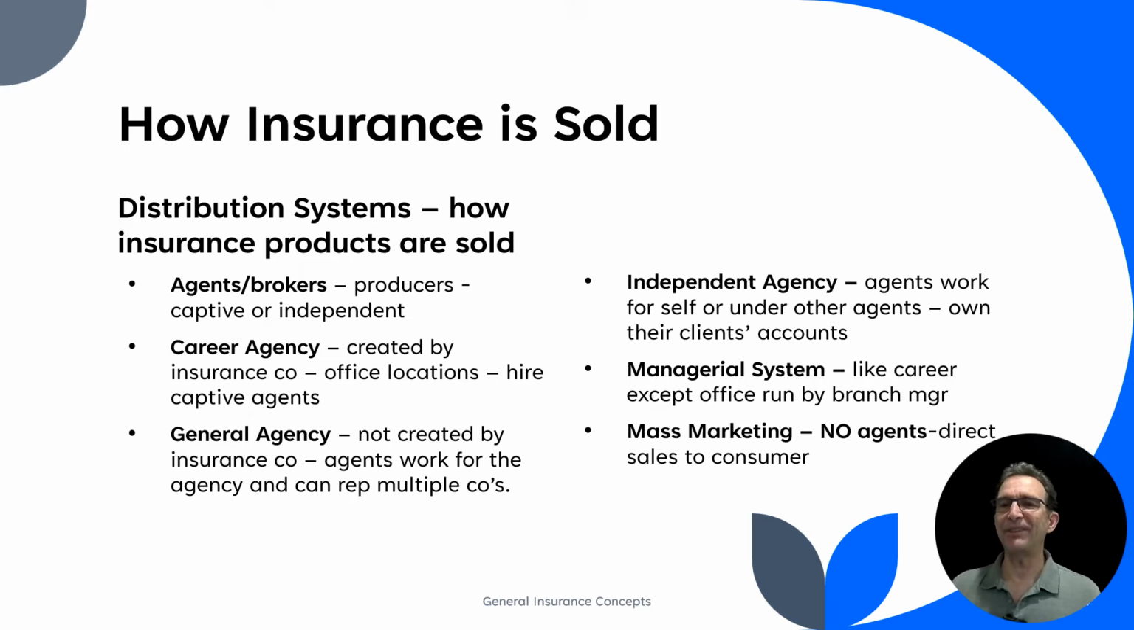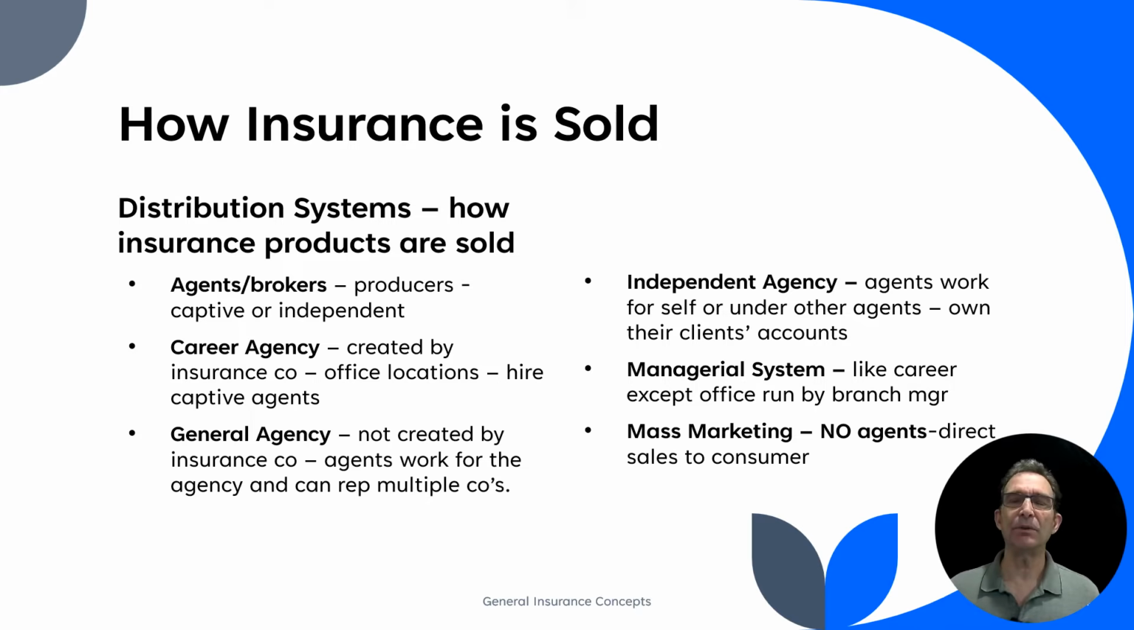All right, we're going to shift now and talk about how insurance is sold. This is really important. This is what you're preparing and learning to do, right? So you're going to become an agent or a broker, and you should know the distribution system is simply a fancy way of saying how insurance products are sold. So there are agents and brokers like yourself and myself, producers. It can be captive or independent.